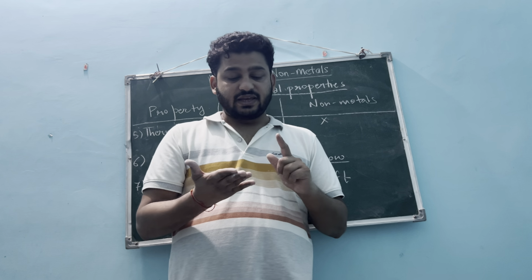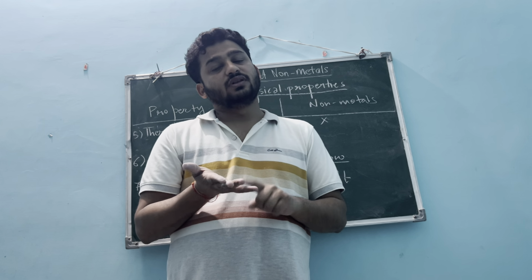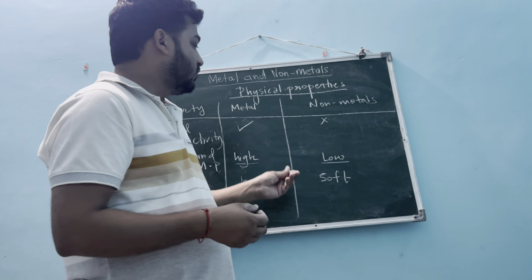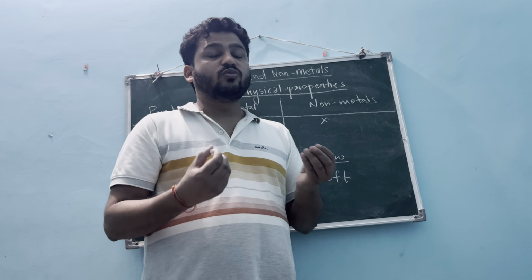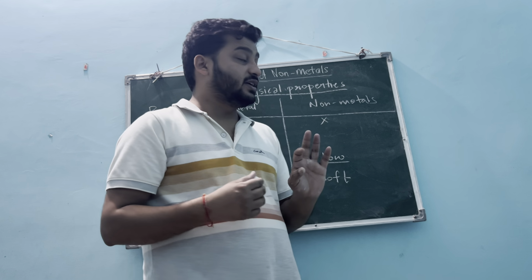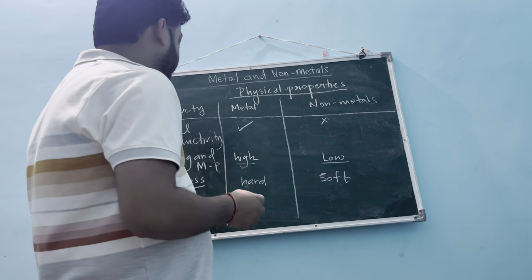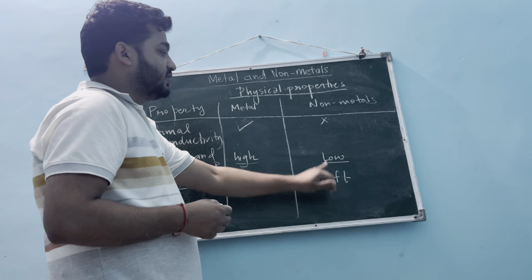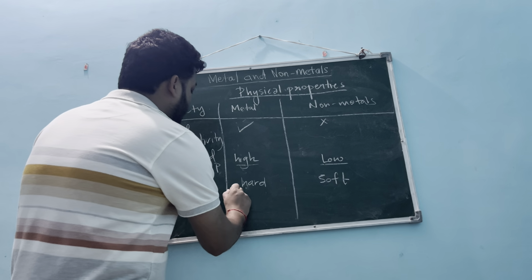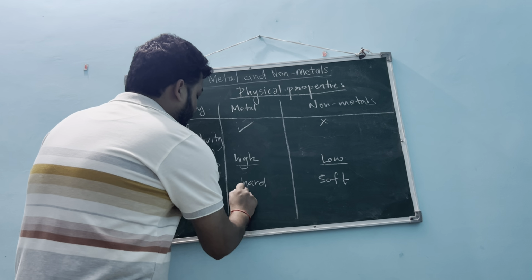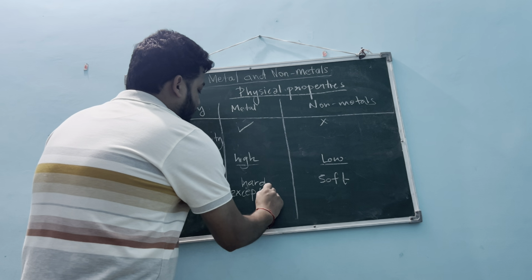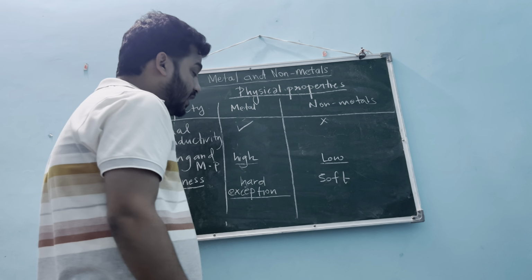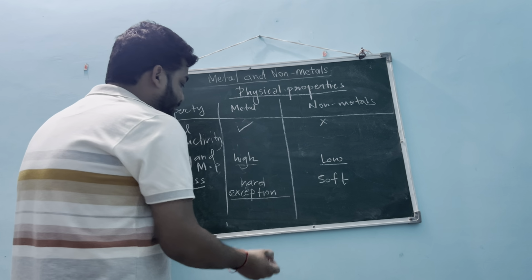They can be gaseous, they can be liquid, or they can be in hard solid form, right? Like bromine is present in liquid state. Bromine is a non-metal. Hardness: metals are hard, non-metals are generally soft, but exceptions are also there. First of all, mercury is not hard because it is liquid.